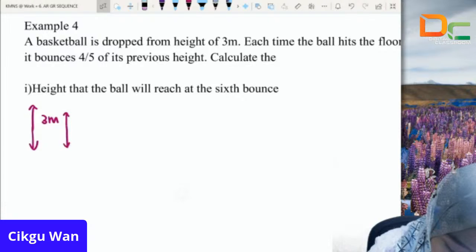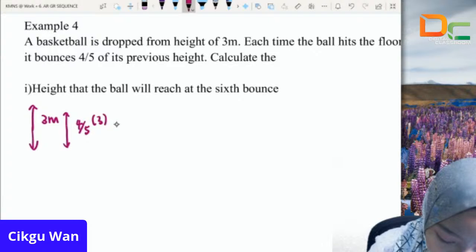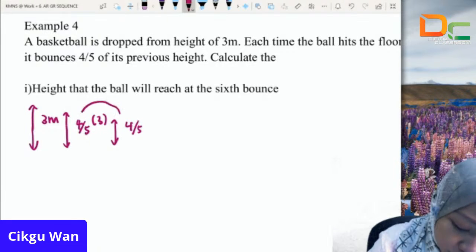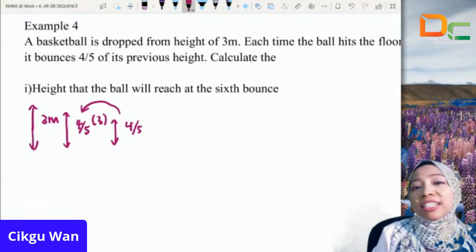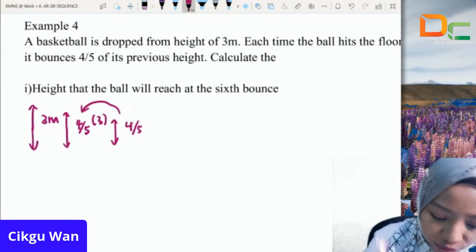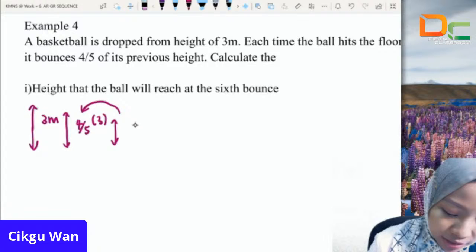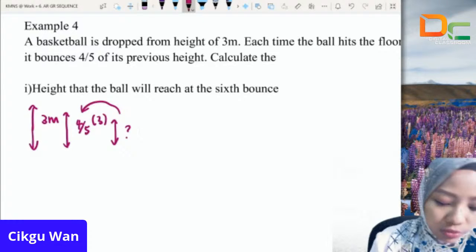Okay, so ini akan jadi 4/5 daripada 3 meter. Kemudian ini akan jadi lagi turun, lagi 4/5 daripada yang mana? Yang sebelumnya. Okay, so that's why kita kena cari yang kedua dulu, yang 4/5 daripada. Alright.